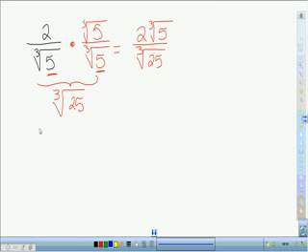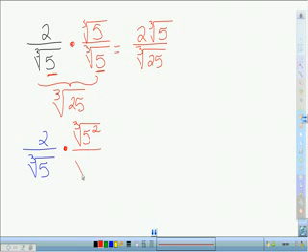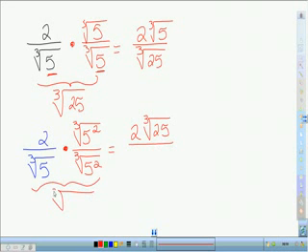So let's try it again. I'm starting with 2 divided by the cube root of 5. And I need to multiply by 2 more cube roots of 5. So I need to multiply by the cube root of 5 squared. So in the numerator, that's going to be 2 cube root of 25 divided by, and this is going to be the cube root of 5 cubed, which is 5. And that is my final answer, not this one.